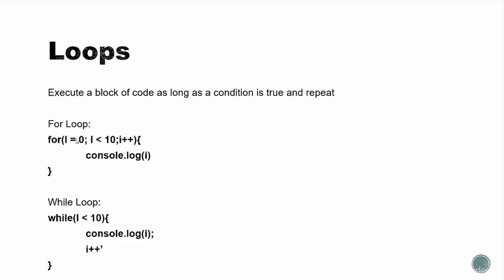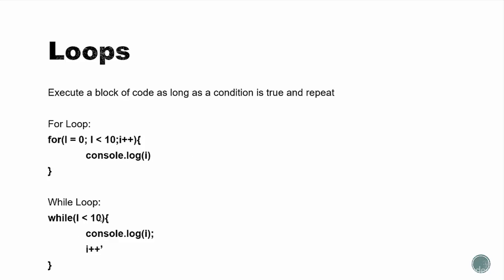We're setting I to 0, and then we're saying as long as I is less than 10, then we're going to run this code, and we're also going to increment it by 1 by saying I++. So essentially this is going to console log whatever I is, and each time it goes through, it's going to add 1 to it because we're incrementing it. As long as it's less than 10, this will keep running. Once it hits 10, then it'll stop.